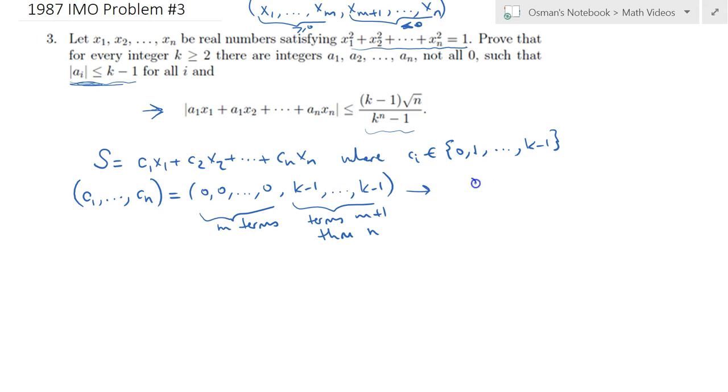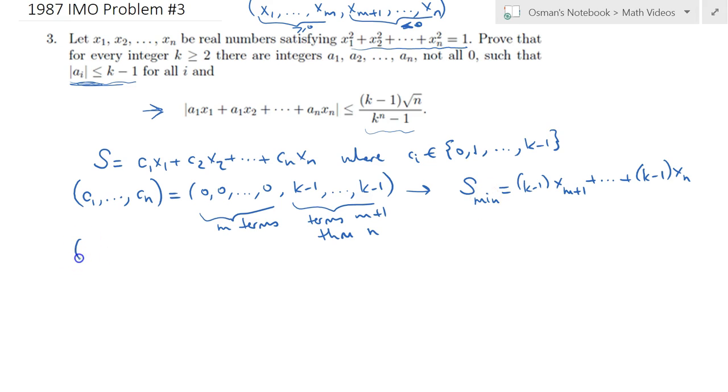As a result, s will attain its minimum value. Plugging in all these numbers, 0 times x1 would be 0 and so on. All we would be left with would be k minus 1 times x sub m plus 1 all the way to k minus 1 times x sub n. Notice that x sub m plus 1 all the way to x sub n are all negative, and multiplying with positive coefficients, we really have a negative expression, which is minimized apparently.